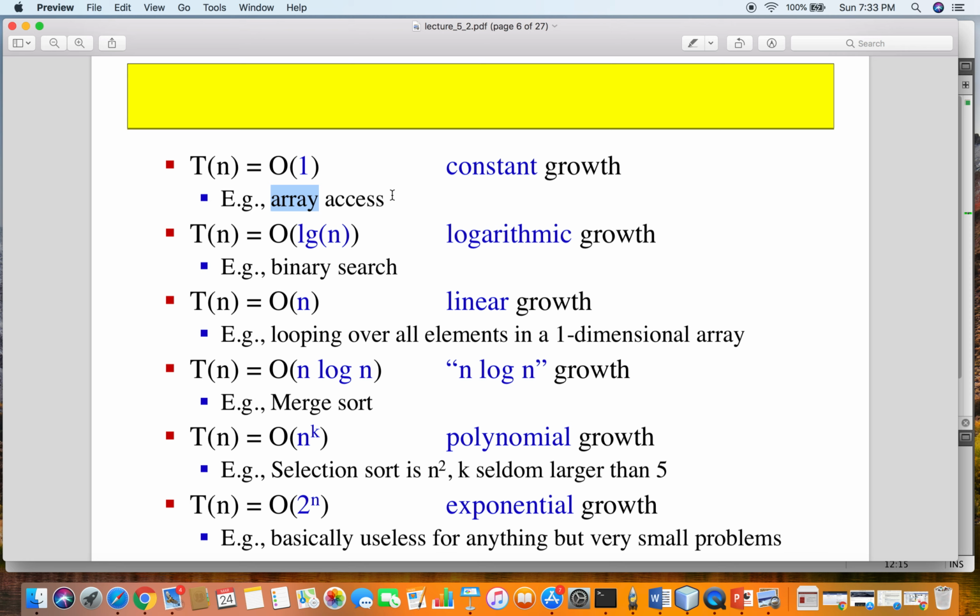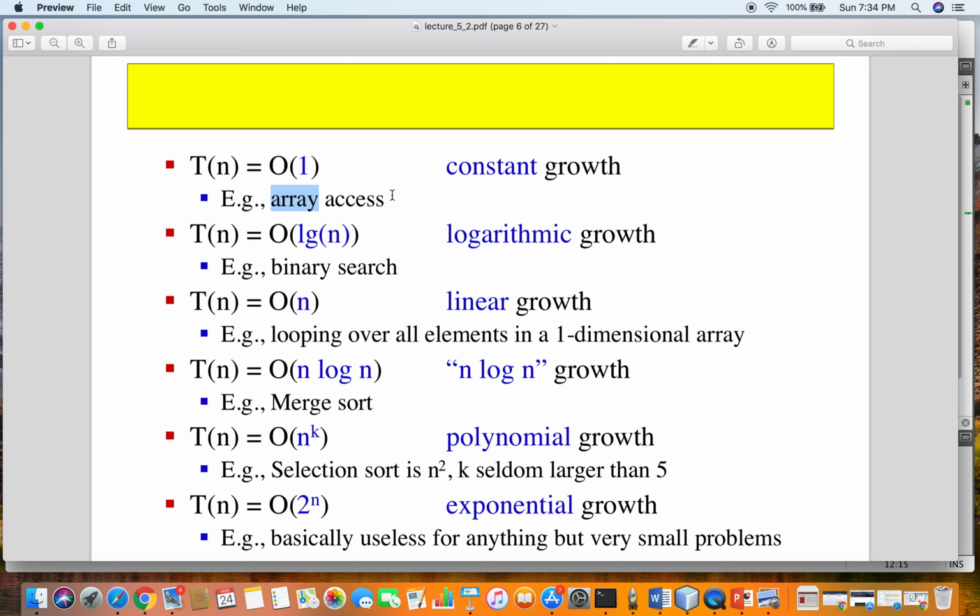T(n) = O(n log n), for example merge sort. That is very important, merge sort. The big O value of merge sort is O(n log n), so T(n) = O(n log n). That is n log n growth, that is merge sort. The merge sort algorithm is very important, so you have to pay extra attention to merge sort. For merge sort, it is n log n.